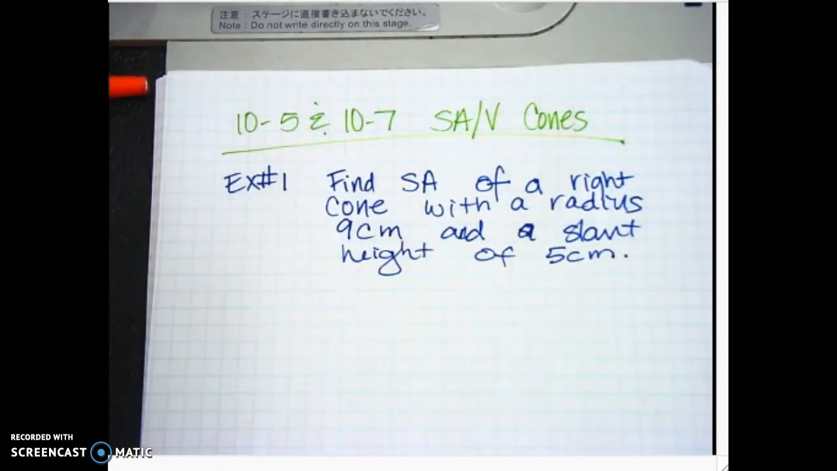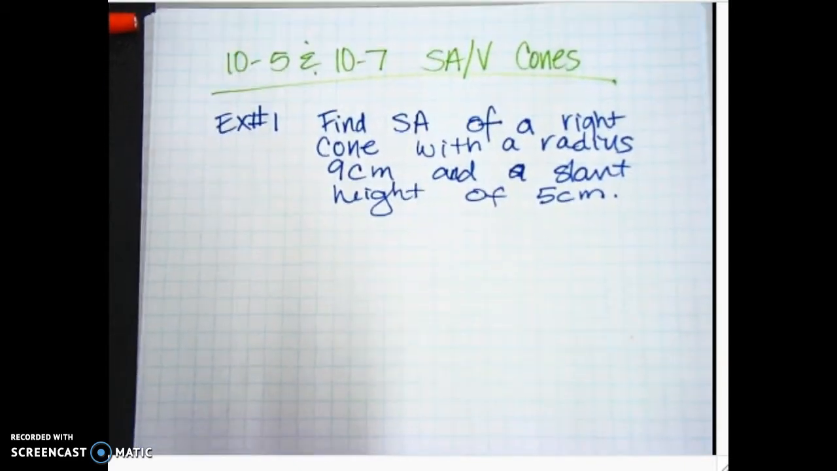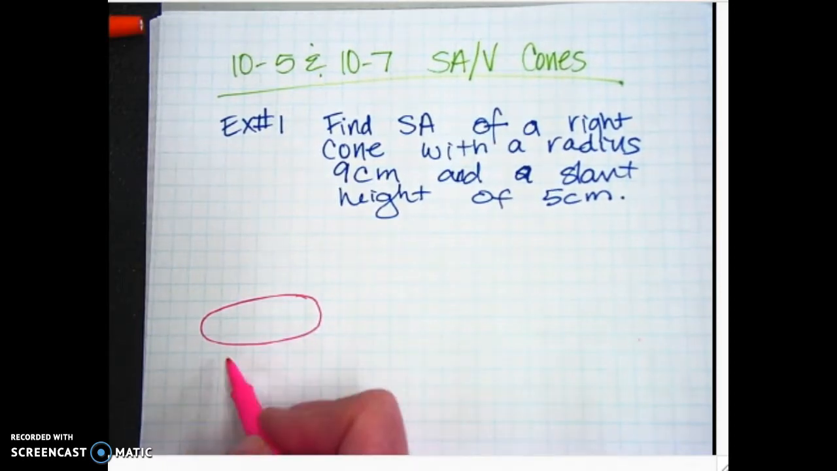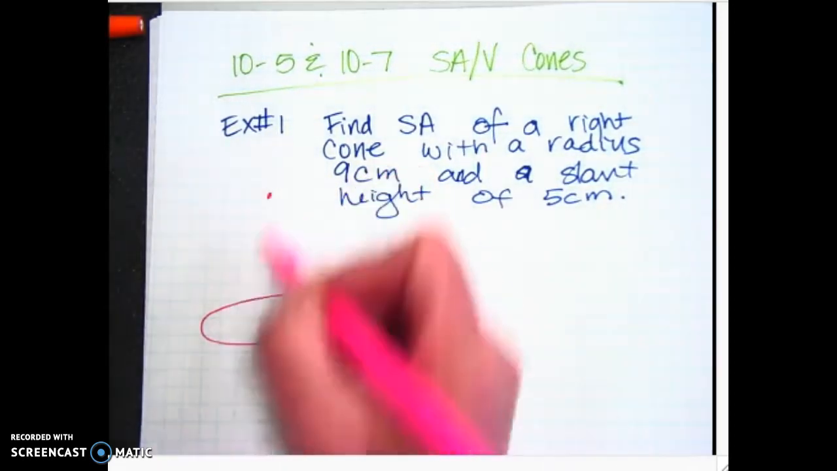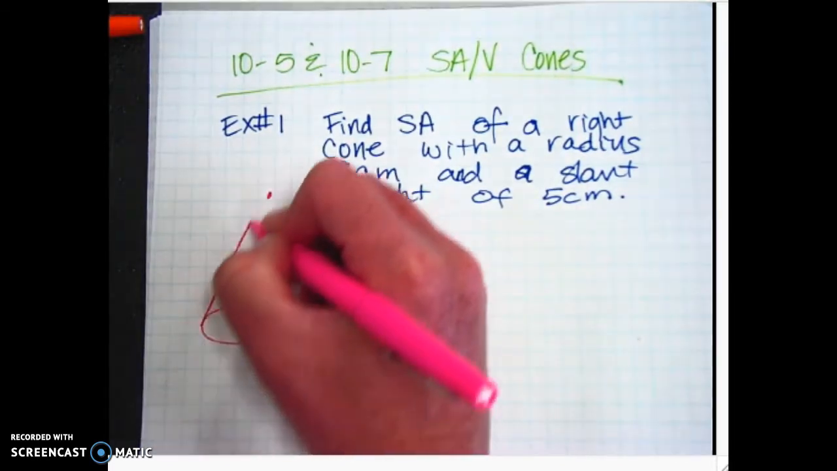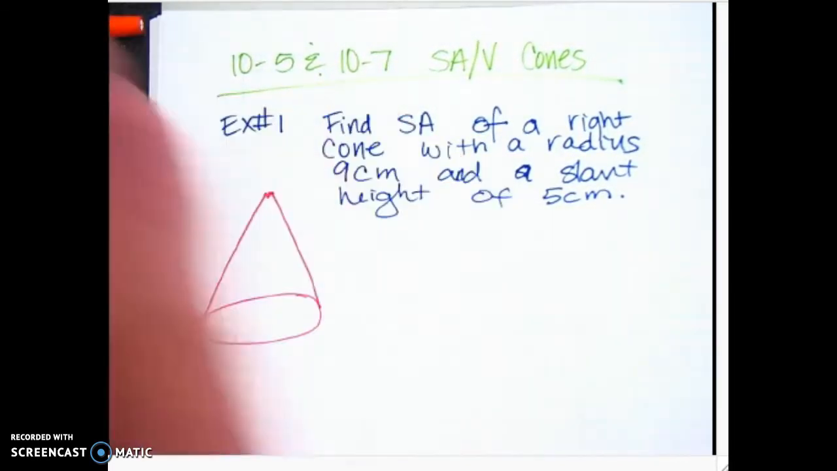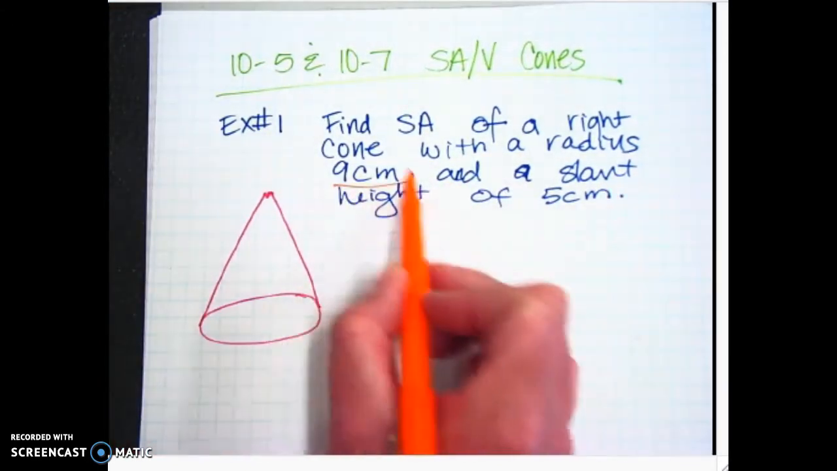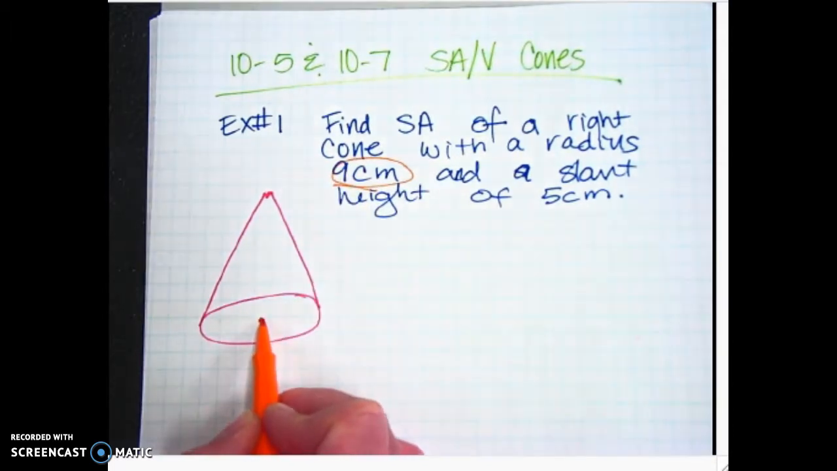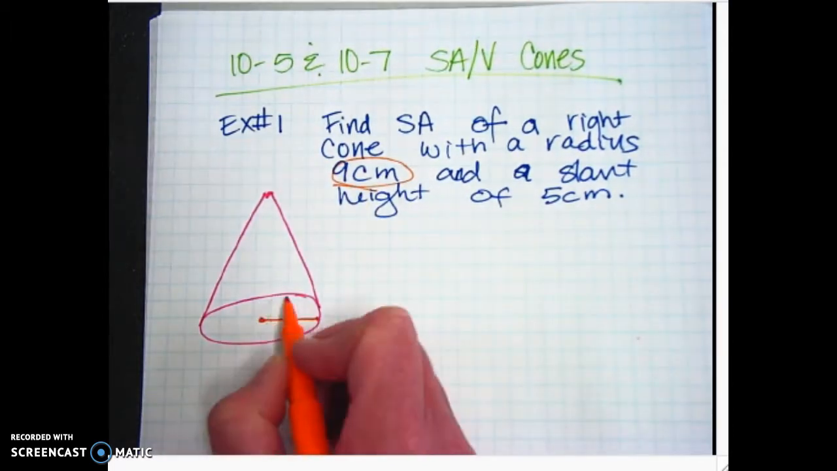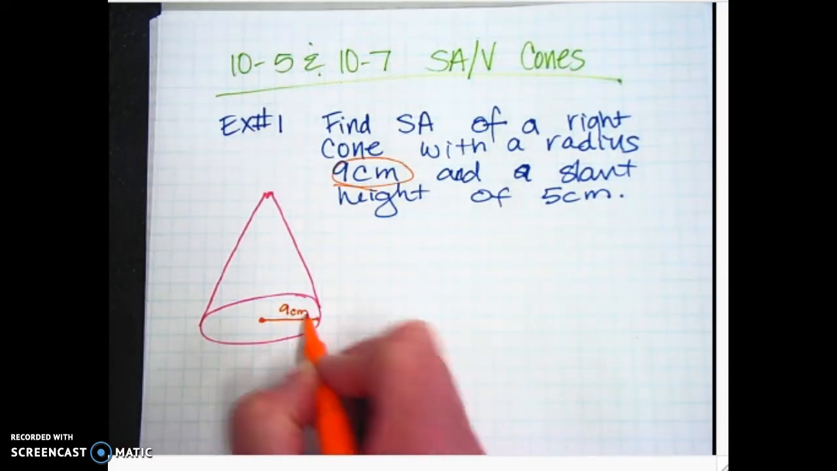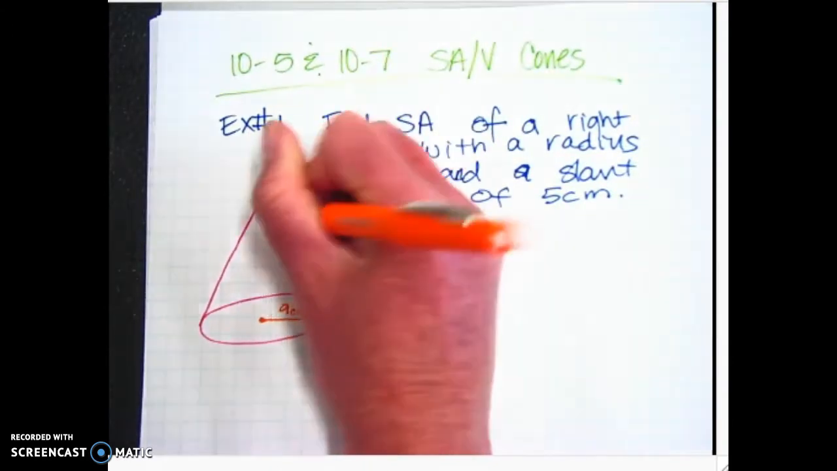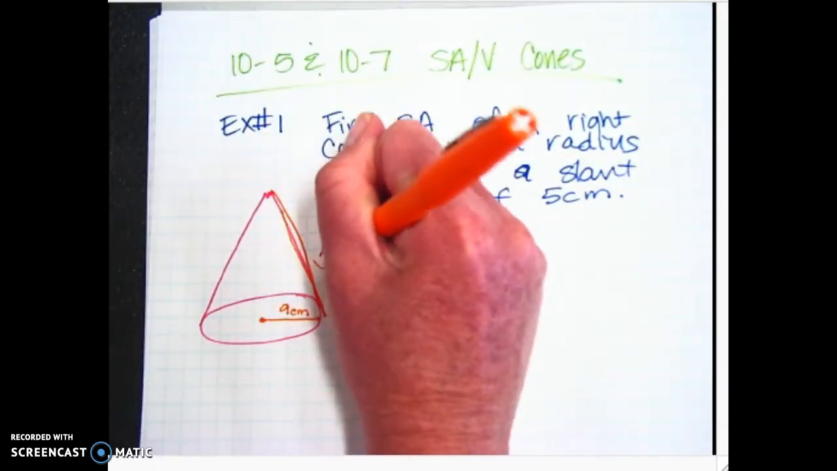So the first thing we're going to do is draw this cone. Cones have a circular base, so the easiest way is to start off with a circle as the base. Put a point up here and then connect the sides up there. This particular cone has a radius of 9 centimeters. That means that the radius is on part of that base. So we're gonna label it 9 centimeters. And it also has a slant height. So this is your slant right here of 5 centimeters.